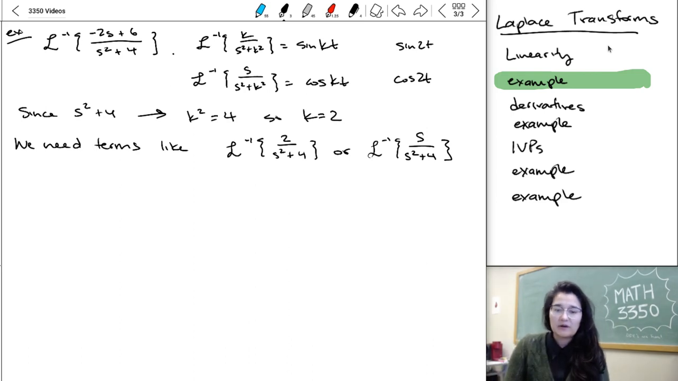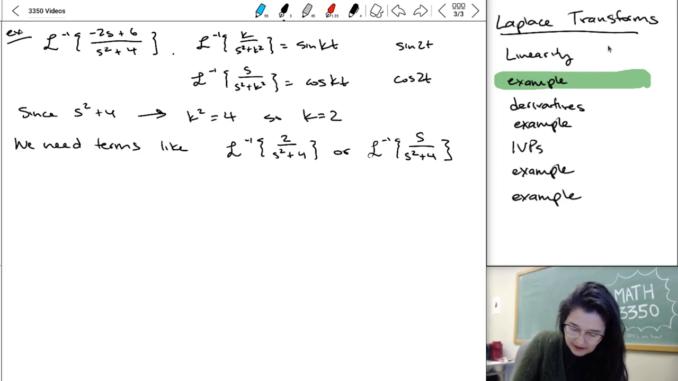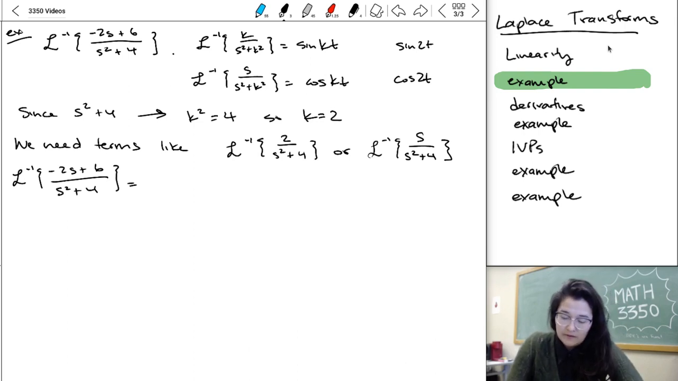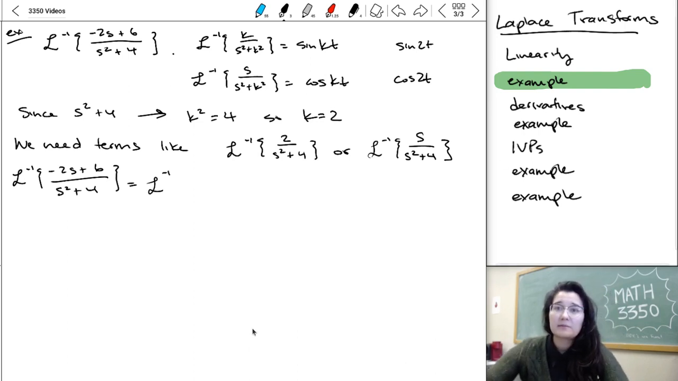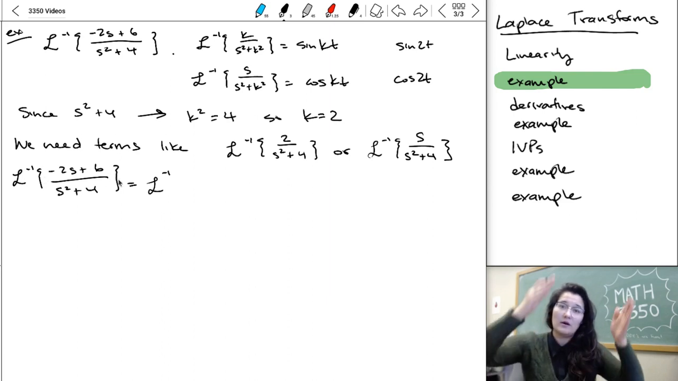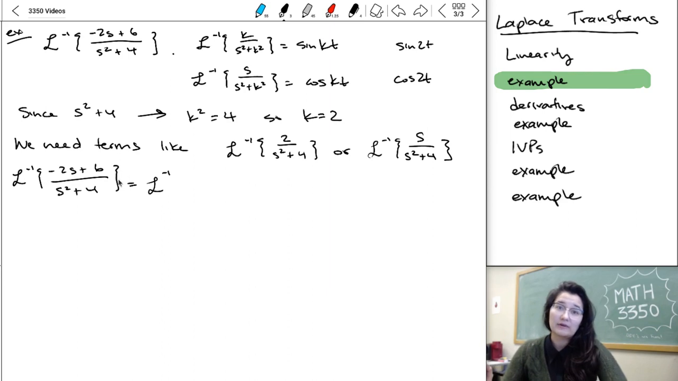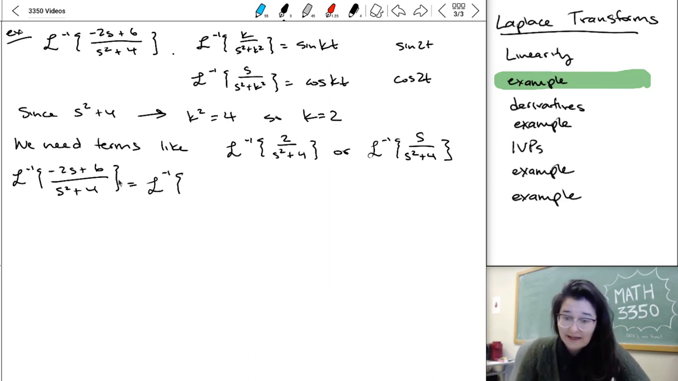For this big fraction that we're given, we're not quite at that point, so let's do some algebra and move things around. We've got minus 2s plus 6 over s squared plus 4. The first thing I'm going to do is break up this fraction. Remember, if I have sums in the denominator, I cannot split them up. That s squared plus 4 has to stay together forever. But if I have sums in the numerator, I can split them up. So I can do minus 2s and 6 separately.